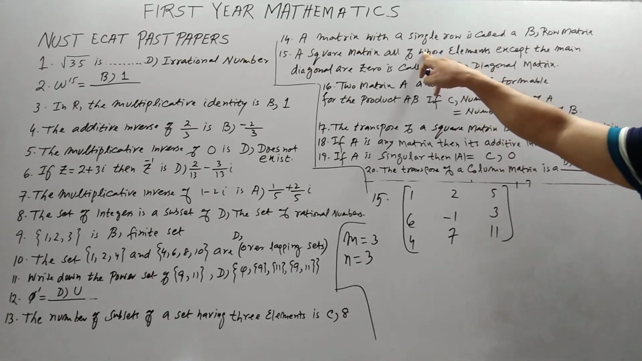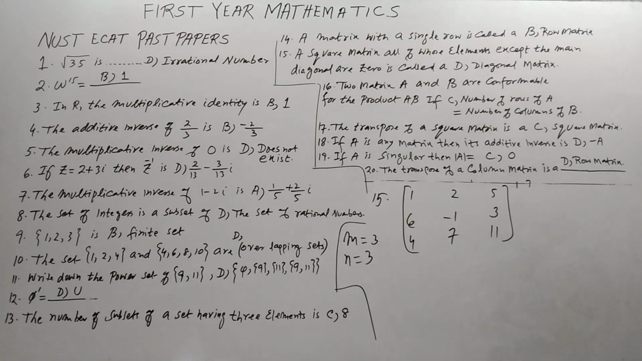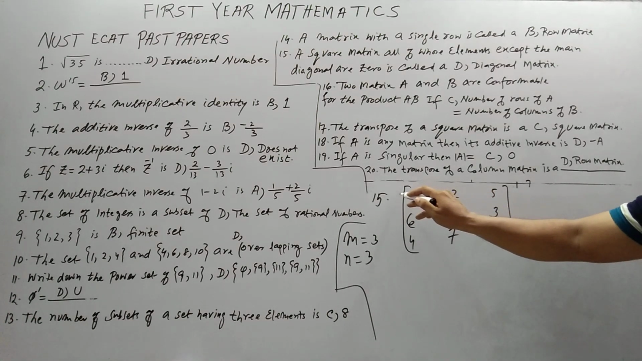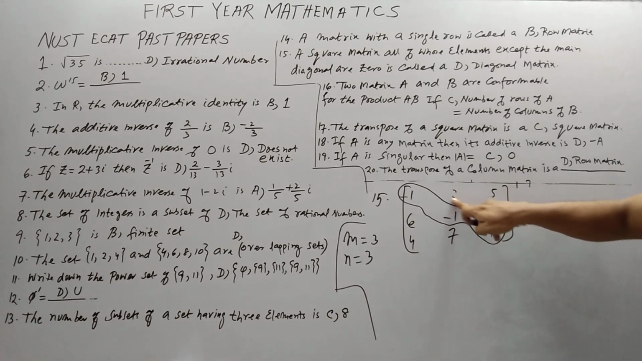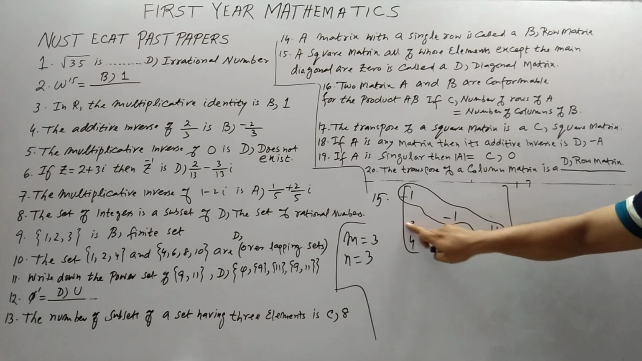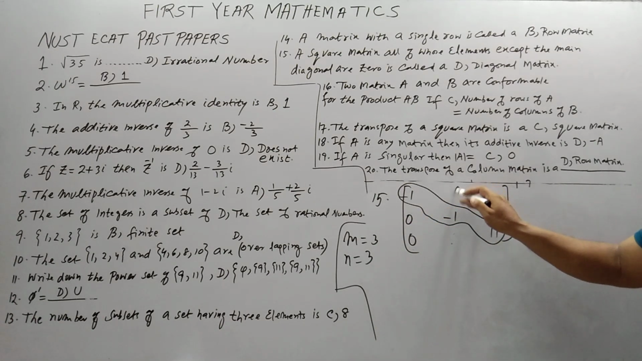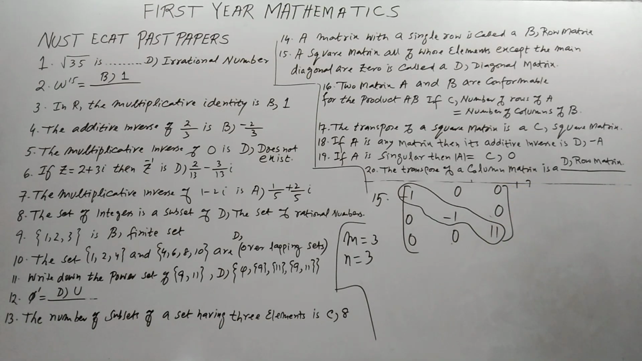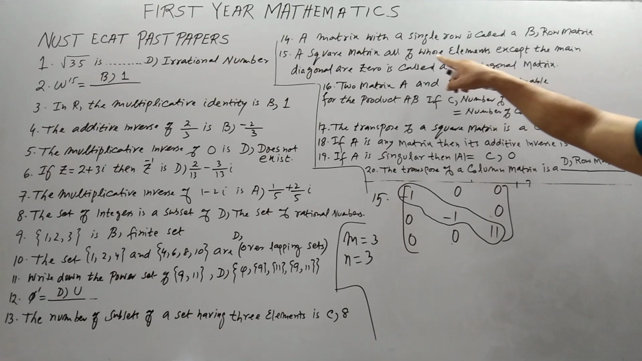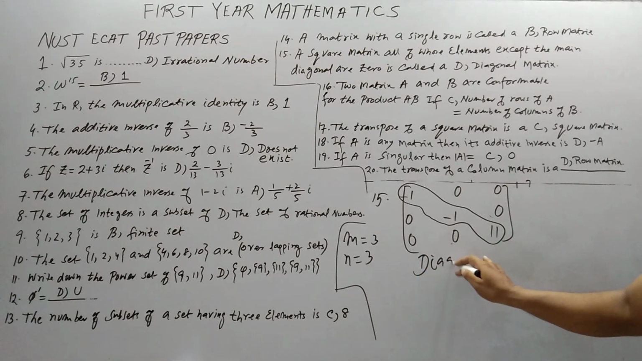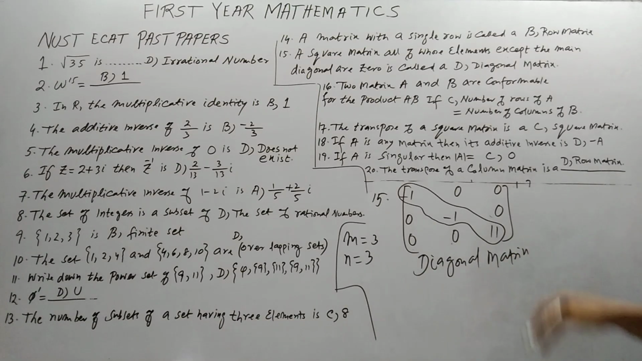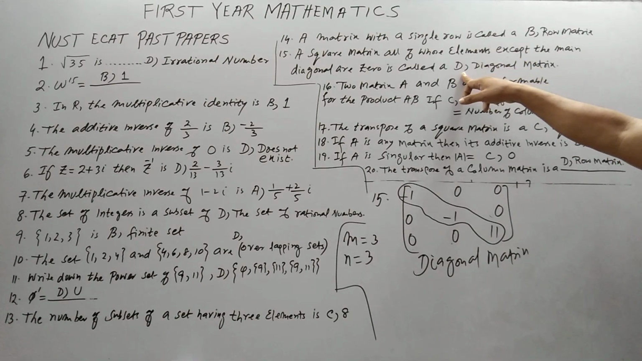I am taking this matrix just as an example. What is the question? A square matrix, all of whose elements except the main diagonal are 0. See this matrix. What is the diagonal? The diagonal is 1, minus 1 and 11. And if we rub out all the other elements and write 0, 0, 0, 0, 0, 0, then according to the definition, a square matrix, all of whose elements except the main diagonal are 0, is called a diagonal matrix. I told you the meaning of a square matrix as well as the diagonal. So the answer is part D, diagonal matrix.